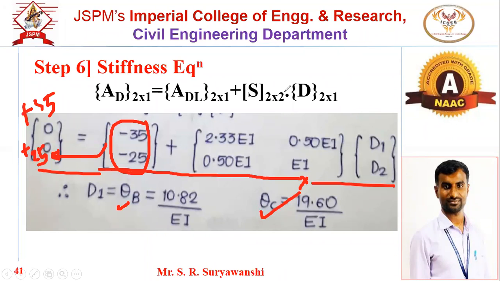So how to solve? Press the mode button, select 2 by 2 simultaneous equation. A1 is 2.33, B1 is 0.5, C1 is 35. Then A2 is 0.5, B2 is 1, and C2 is plus 25. Press equal to, we get the first answer as 10.82 and the second answer as 19.60. This is for theta B, this is for theta C. Now these are the unknown displacements.